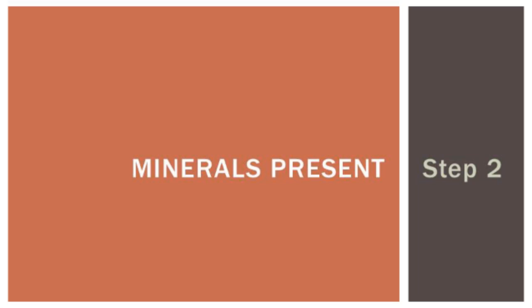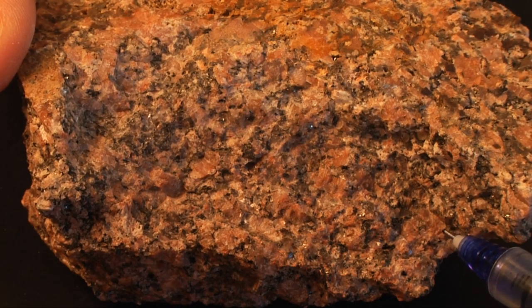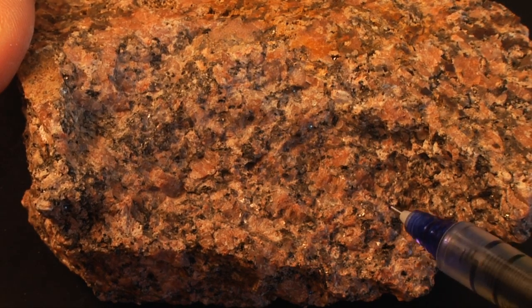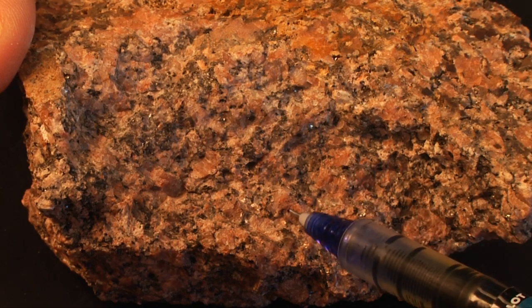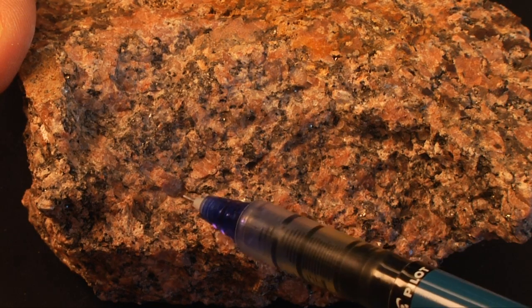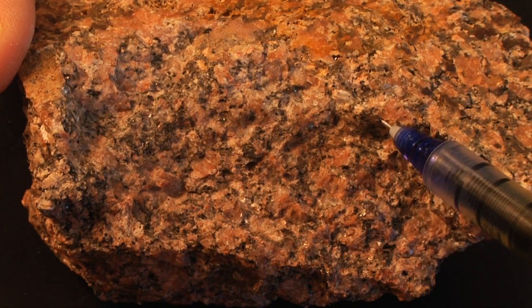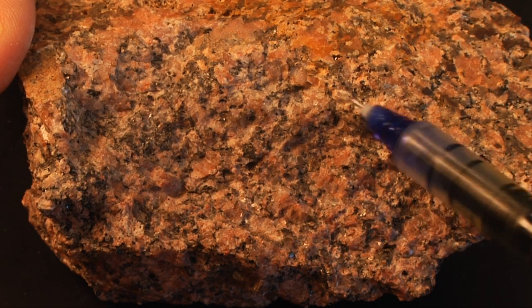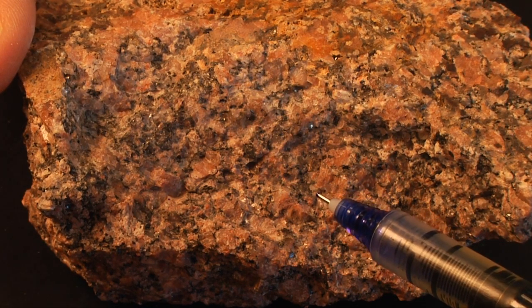So the green colored igneous rocks are also called ultramafic igneous rocks. So the next step is to take a look at what minerals are present in your igneous rock. So in this case here we have a felsic, light-colored igneous rock, and in here we can see these big pink chunks throughout this rock. And these pink chunks are all potassium feldspar.